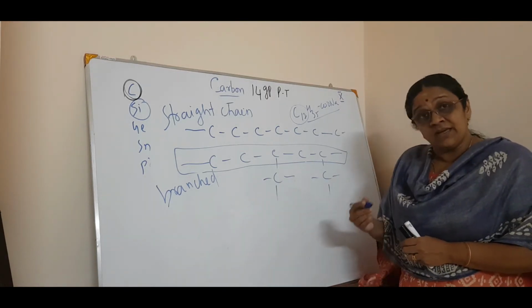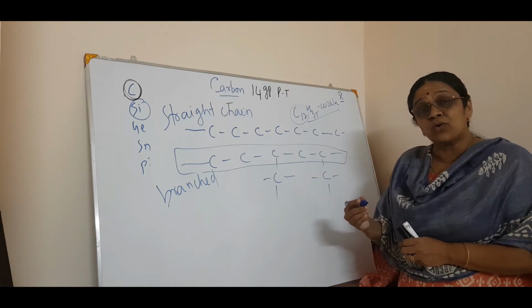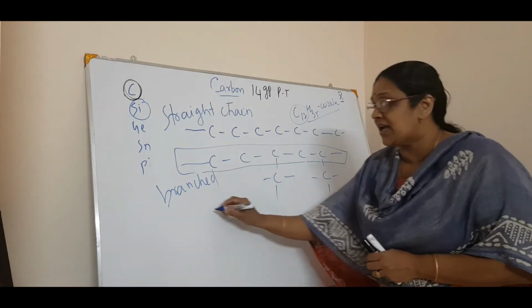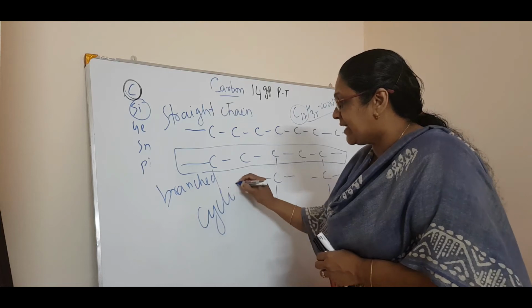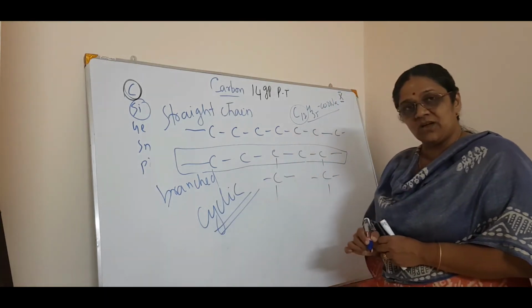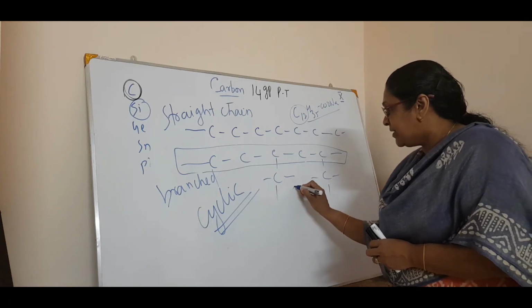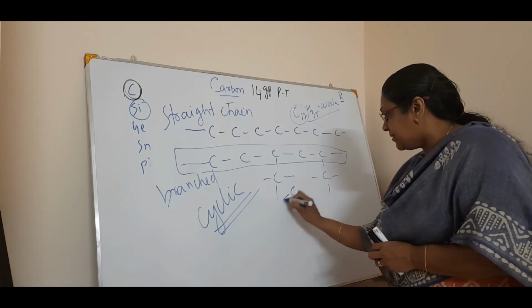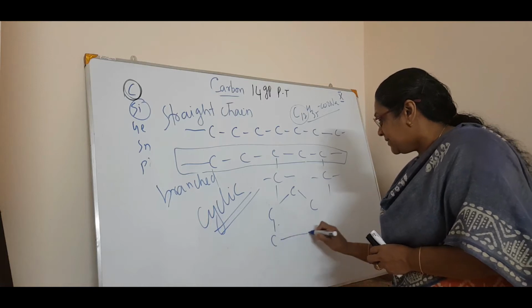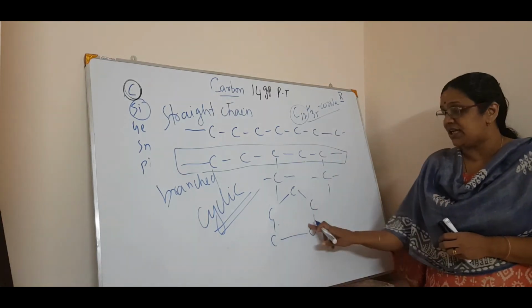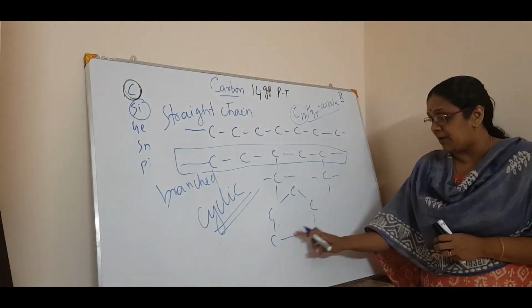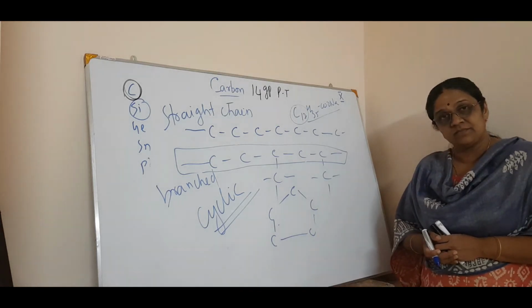Now, carbon can even form a closed chain or cyclic compound. What is it? Cyclic, that means closed compounds. Closed compound means, for example, if I write C, this is a closed chain, isn't it? Carbon, carbon, carbon, carbon, carbon.